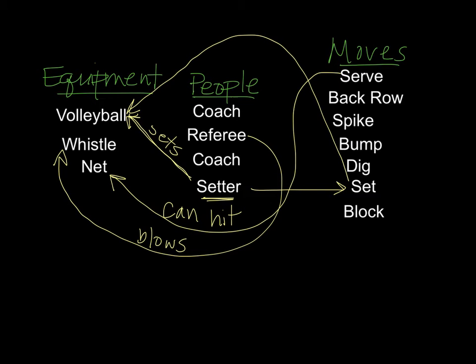The back row mostly is going to be bumping. Let's try to find one more here. How about the setter sets for a spike? So setter, spike, sets for a spike, okay, or kill. So this is just the beginning of the connections you could make.